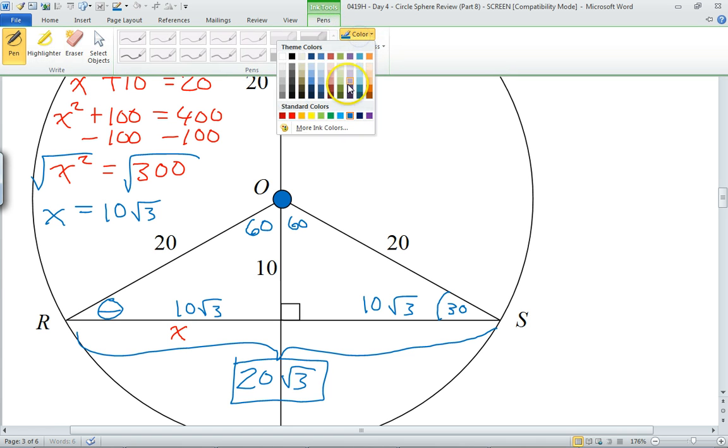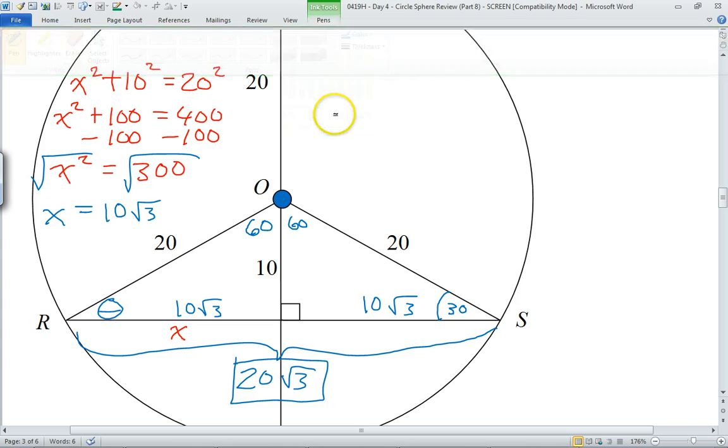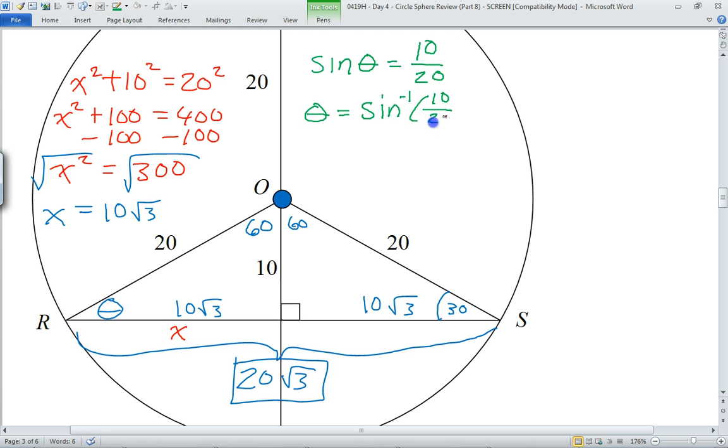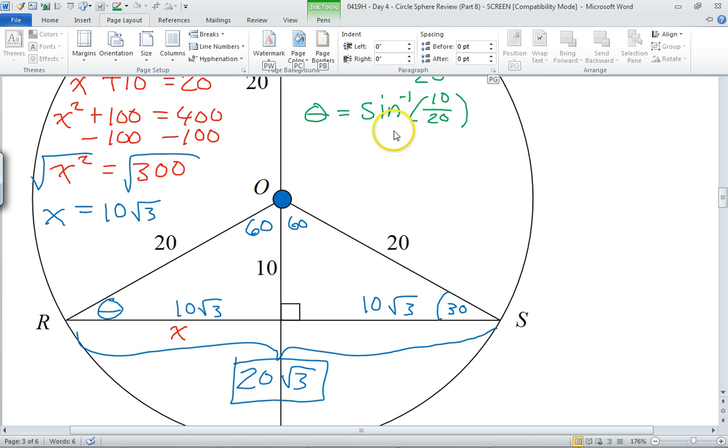I feel like switching colors for some reason. Let's go green. So, if I said sine of theta equals opposite over hypotenuse, so 10 over 20. If I want the angle, I could do the inverse sine of 10 over 20. Okay, so if I do the inverse sine, that will give me theta.